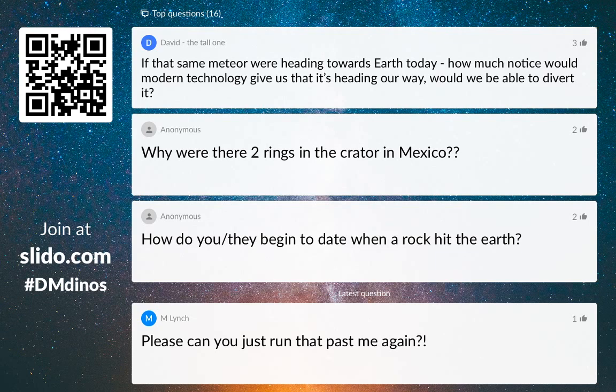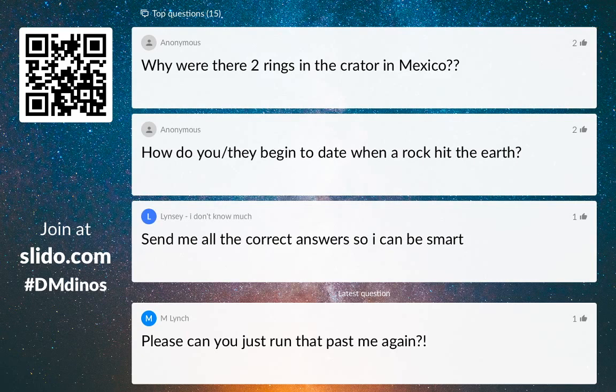Why are there two rings in the crater in Mexico? Ooh. I don't really know. So I think it has to do with the way that the impact happens and pushes the Earth out. So you have the initial dent and then a further dent. So basically what I'm telling you is I don't really know why there are two rings in the crater in Mexico, and that's a really good question.